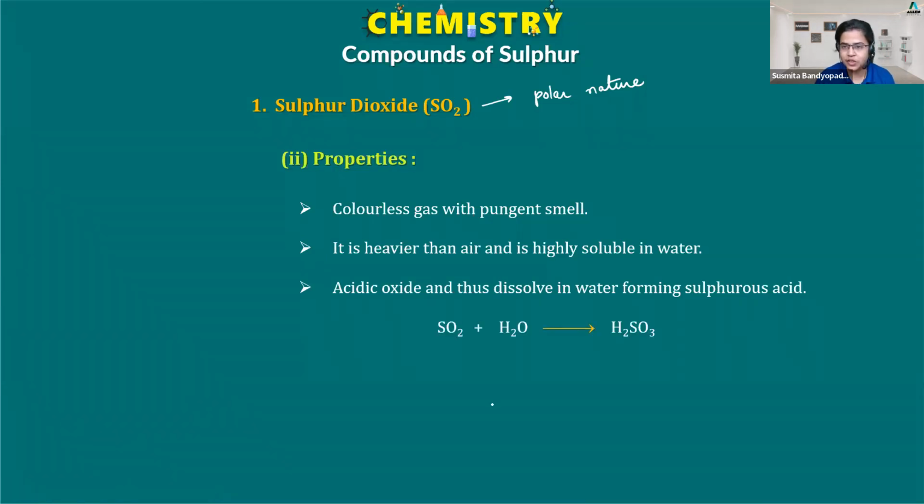It dissolves in water immediately. Don't give it a chance to get oxidized to SO3, because when SO3 is produced, it will produce H2SO4 on dissolving in water. But if you directly add water to SO2, it produces sulfurous acid. Students, the N factor of sulfurous acid first.